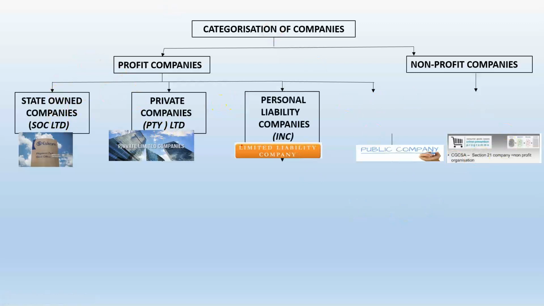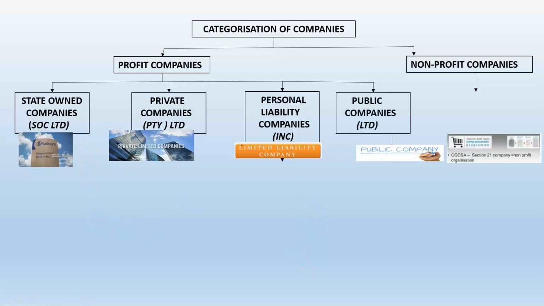The third profit company that we get is a personal liability company, and the closing word of such a company is Inc. We're going to talk more about all these companies a little bit later on. But a personal liability company, in short, is where the directors of the company are jointly and severally responsible for the debts and the commitments that the company has entered into.